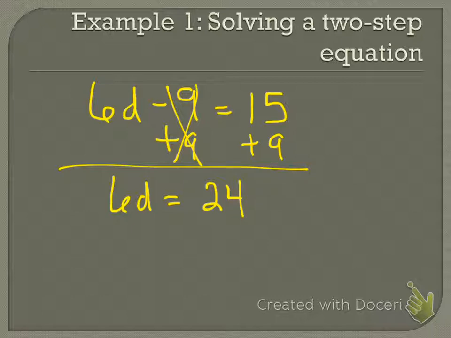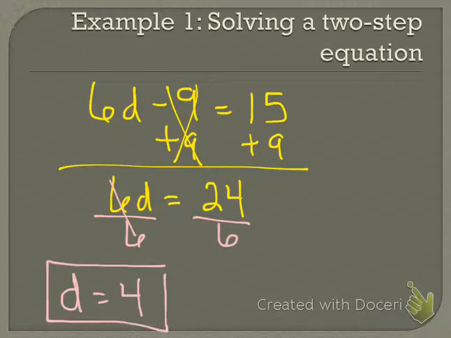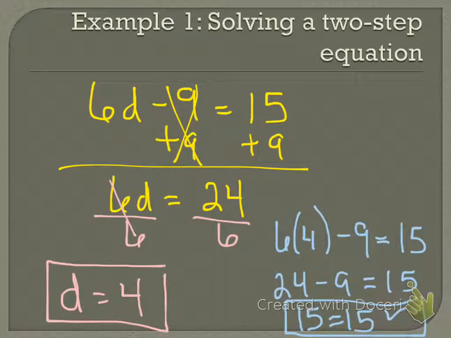Now what do I need to do? Divide by 6. Very good. And d equals 4. Then you can go through and check. 6 times 4 minus 9 does equal 15, so it checks out. Again, checking will be 3 steps. Plug it into the original, subtract it, and then show that both sides equal each other.